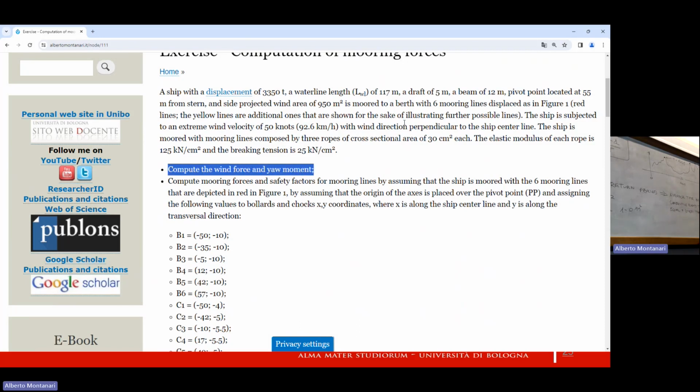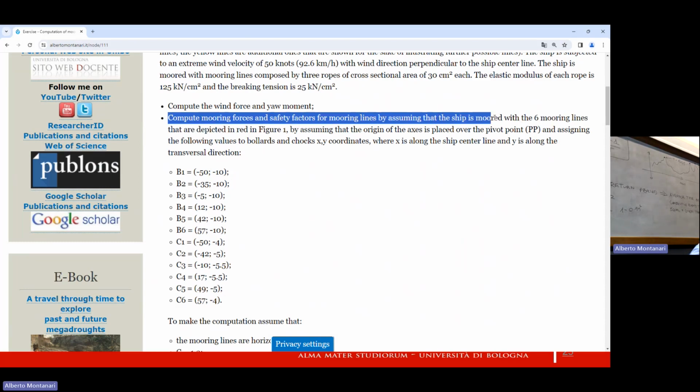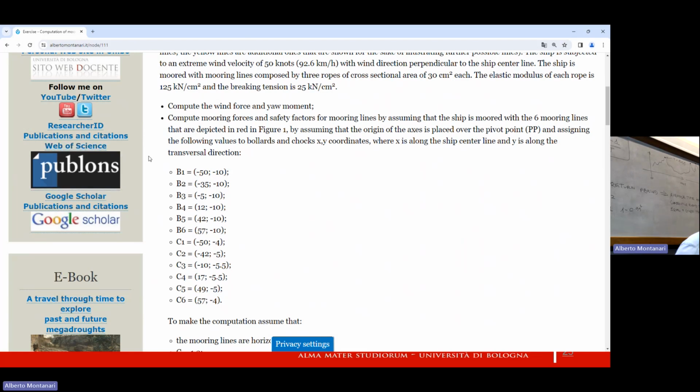Yaw moment, because we know the pivot point. And let me see, in the ship side area, we will see what is the position of the center of gravity of the wind edge area. And then we have to compute mooring forces and safety factor for mooring lines by assuming that the ship is moored with the 6 mooring lines that are depicted in red, assuming, again, that the origin of the axis is placed over the pivot point and assigning the following values to bollards and chocks coordinates.